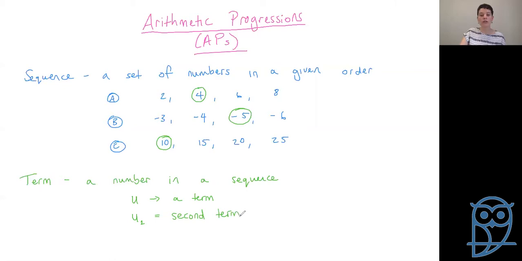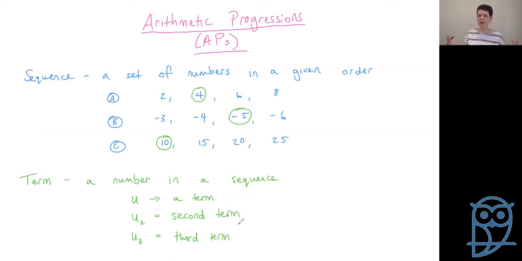We know we're talking about a term because we have a little u here, and then the subscript number, which must be below your line, tells us which specific term we're looking at. So we could have the -5. That is in the third position, so it's the third term. It is U3 equals the third term.